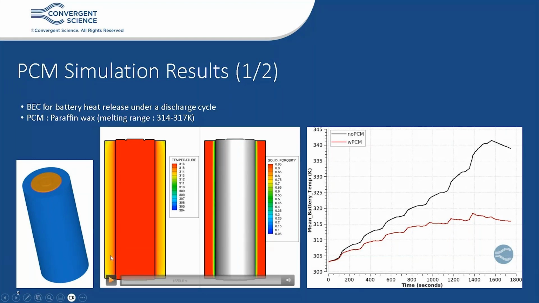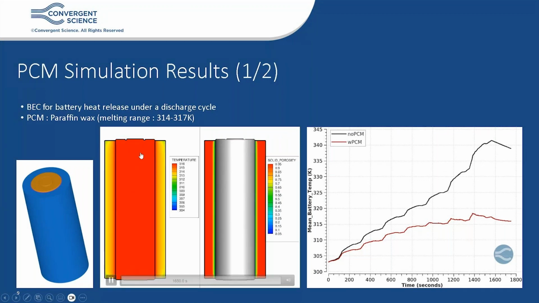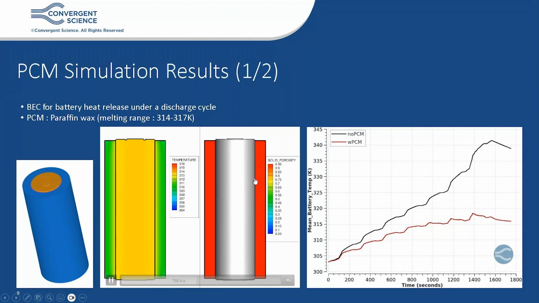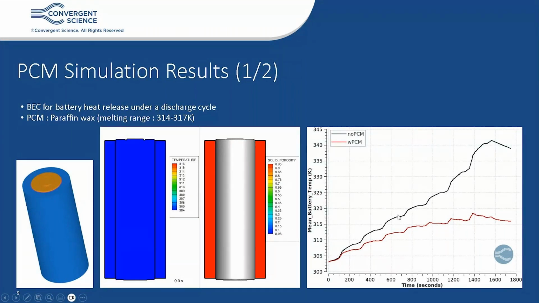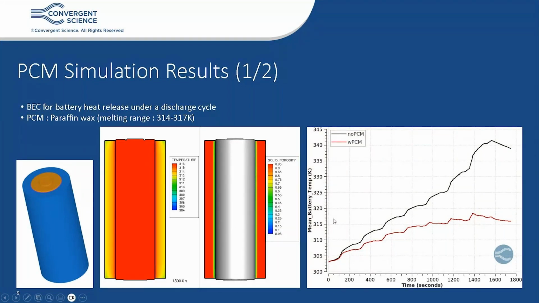If you run this simulation, you can see that the battery warms up. We have enabled a quick discharge cycle for this particular battery that starts to heat up using the equivalent circuit model, and in the vicinity, as the temperature rises, the phase change material starts to melt and starts to absorb heat. And you can see with the simulation with phase change material, the temperatures are starting to flatline at that particular range, 314 to 317 Kelvin.